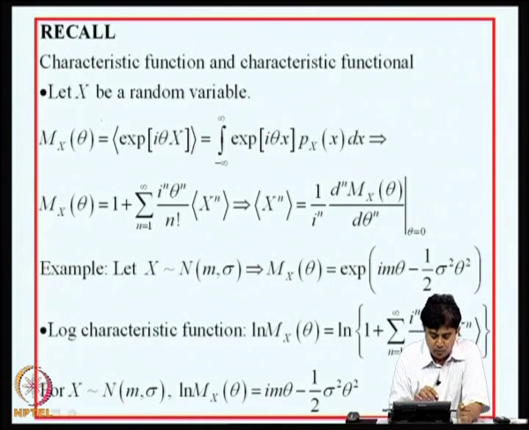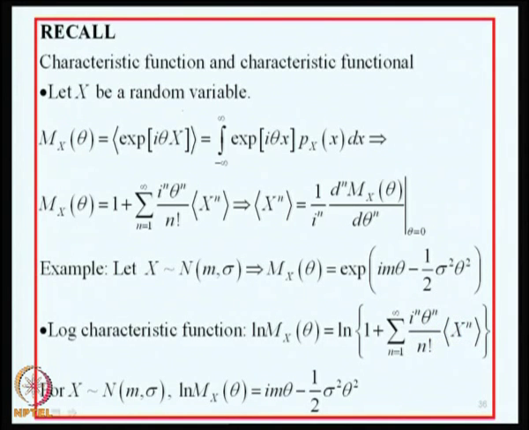So, the concept of characteristic function and characteristic functional is central to this discussion. So, we will quickly recall these notions. Let x be a random variable and we define the characteristic function as the expected value of e raised to i theta x, and this is this expectation. Now, if we expand e raised to i theta x in series, we can show that this M_x of theta is related to the moments of the random variable x, and if we are given this characteristic function, we can evaluate the moments using this formula. So, they are also called moment generating functions.